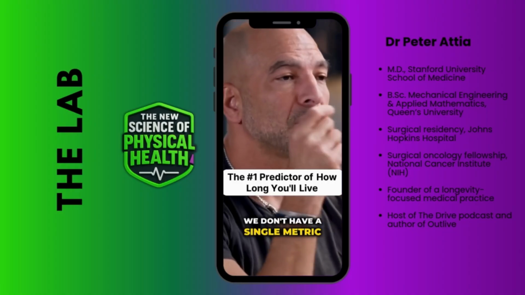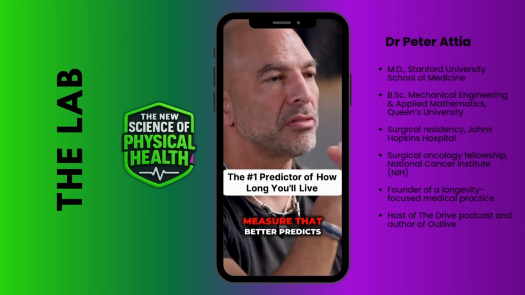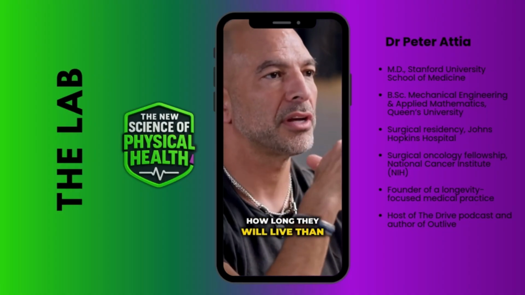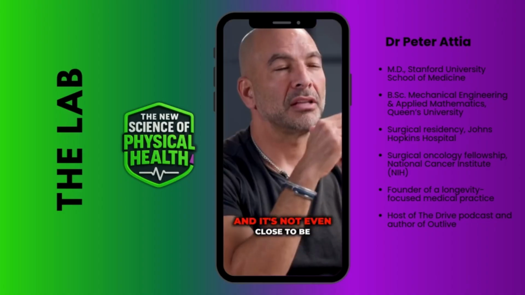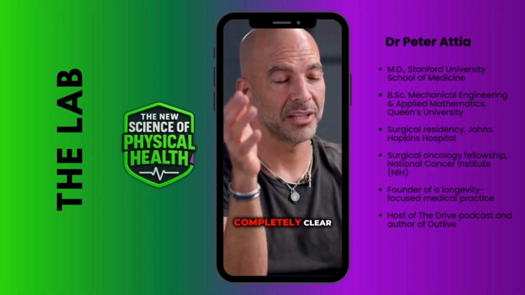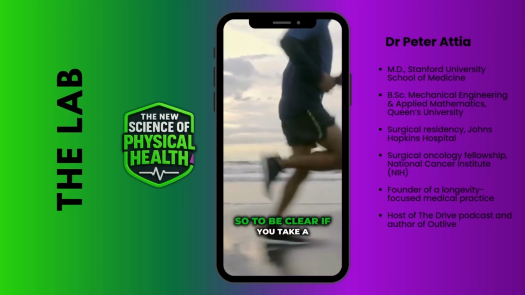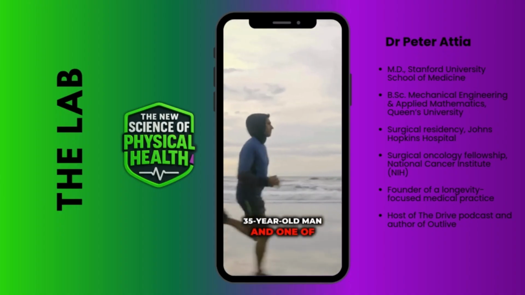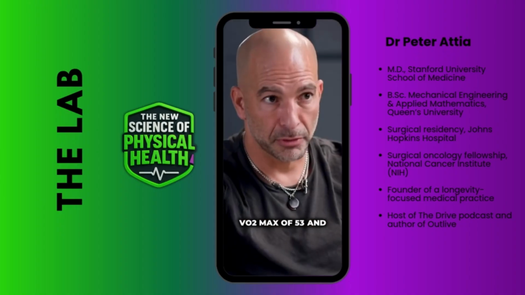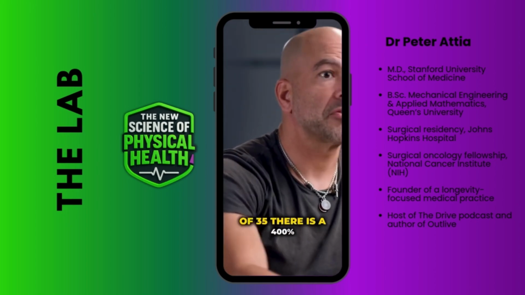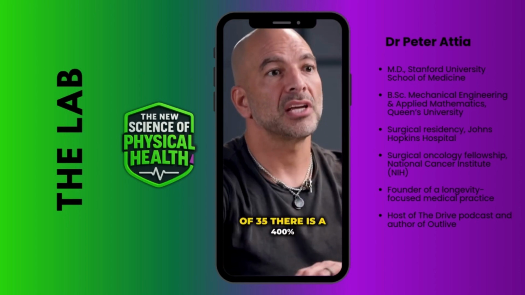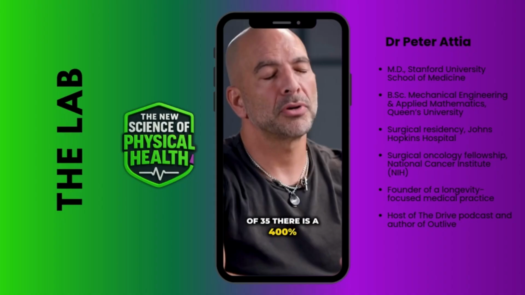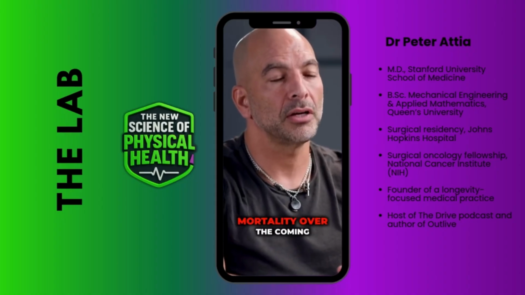We don't have a single metric of humans that we can measure that better predicts how long they will live than how high their VO2 max is. And it's not even close, to be completely clear. So to be clear, if you take a 35-year-old man and one of them has a VO2 max of 53 and the other one has a VO2 max of 35, there is a 400% difference in their all-cause mortality over the coming year.